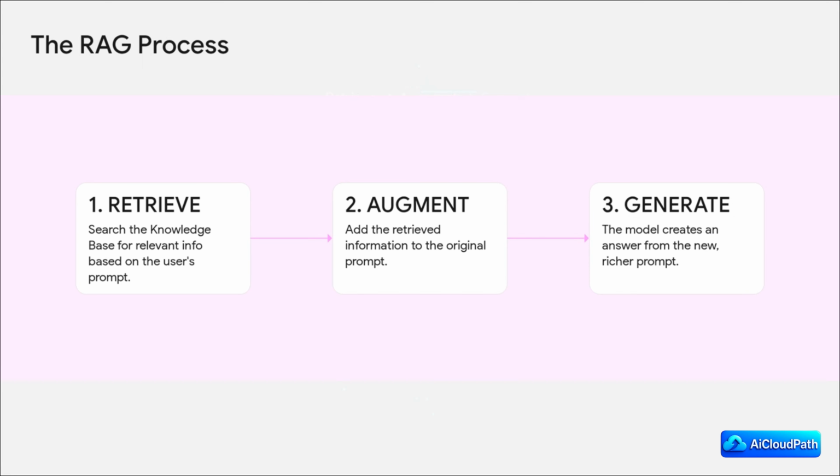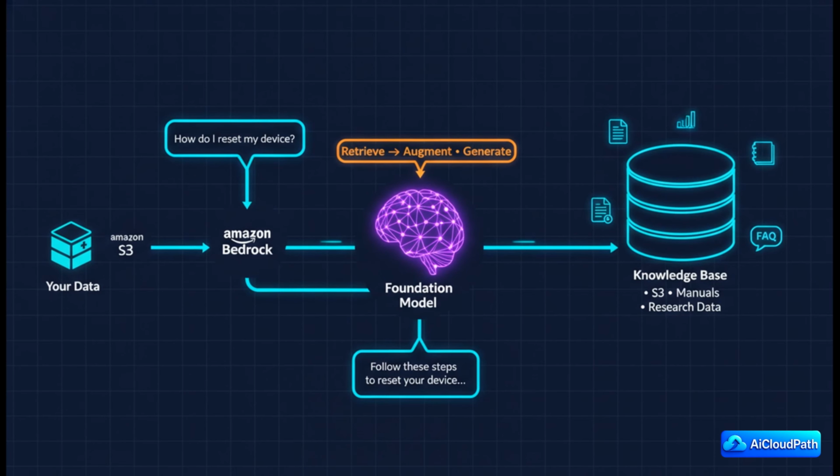First, when you ask a question, the system goes and retrieves the most relevant little pieces of info from your knowledge base. Next, it augments your original question by literally stuffing that new context right into the prompt. And finally, it hands that new supercharged prompt over to the foundation model to generate a really high-quality, accurate answer. That's it. Retrieve, augment, generate. Simple as that.